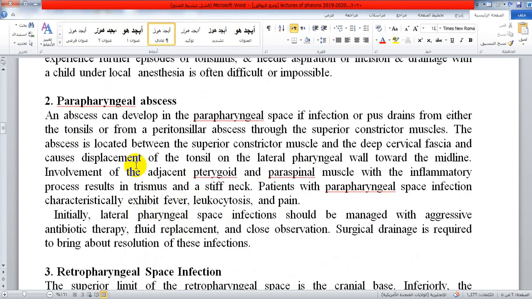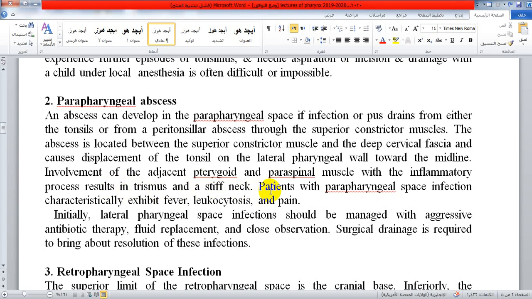The second one, parapharyngeal abscess. An abscess can develop in the parapharyngeal space if infection or pus drains from either the tonsils or from a peritonsillar abscess through the superior constrictor muscles. The abscess is located between the superior constrictor muscle and the deep cervical fascia and causes displacement of the tonsil on the lateral pharyngeal wall toward the midline. Involvement of the adjacent pterygoid and paraspinal muscle with the inflammatory process results in trismus and a stiff neck.